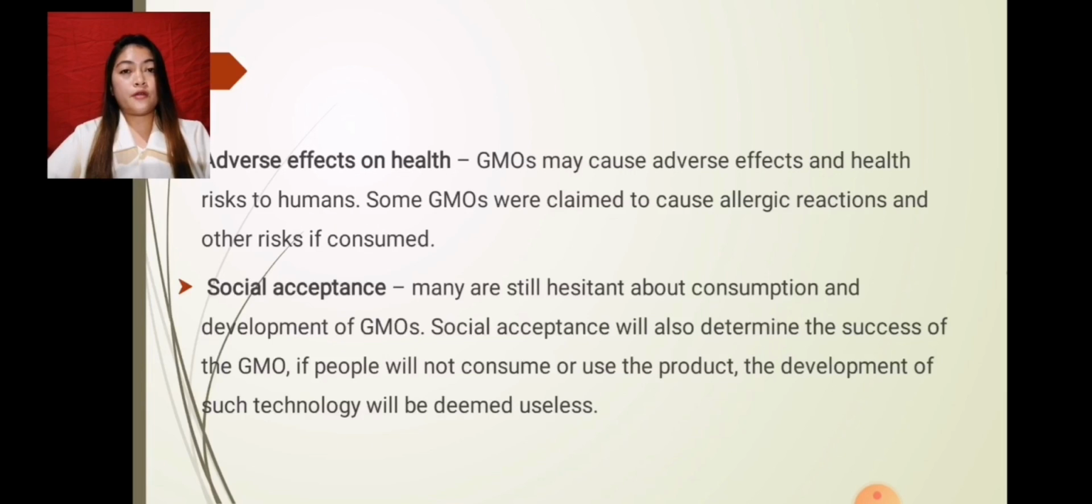Adverse effects on health. GMOs may cause adverse health effects in humans. Some GMOs were claimed to cause allergic reactions and other risks if consumed. Social acceptance. Many are still hesitant about the consumption and development of GMOs. Social acceptance will also determine the success of a GMO; if people will not consume or use the product, the development of such technology will be deemed useless.